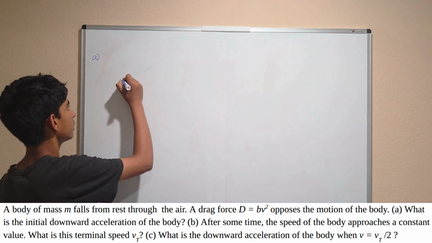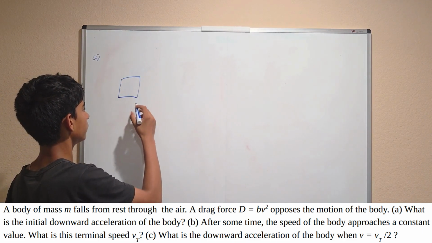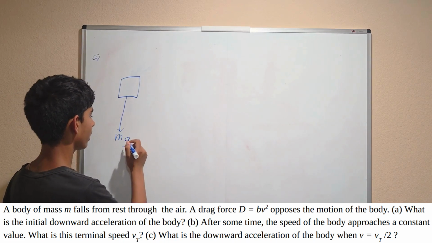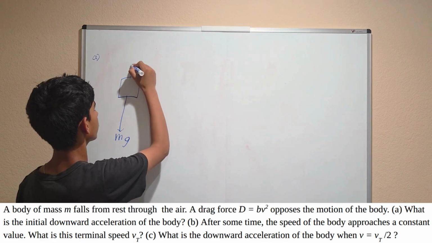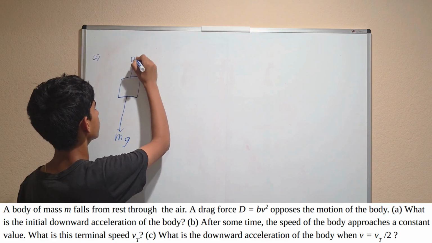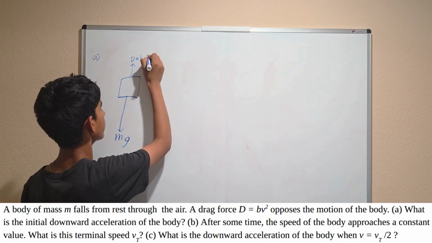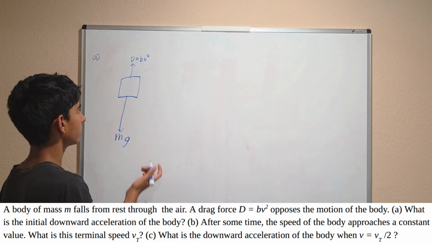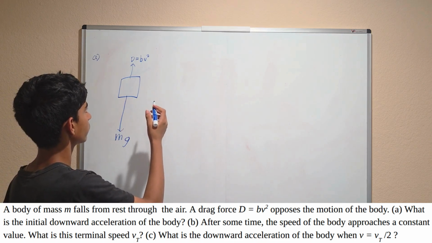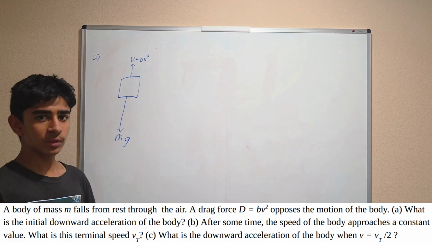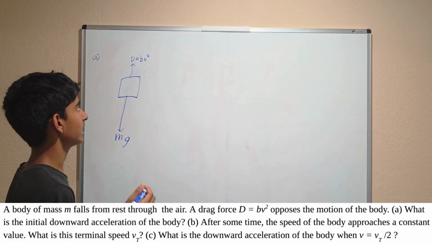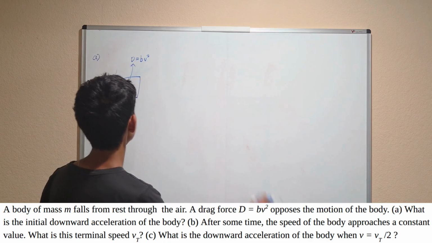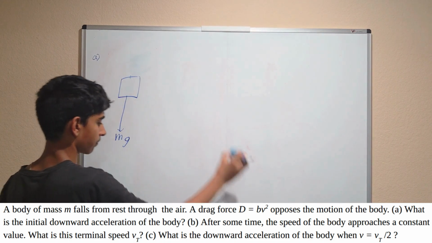So for A, let's draw a free body diagram. We know that there's a downward force due to gravity of mg and an upward force due to drag, which is equal to bv squared. In this case, b is just some constant based on the air and some material properties. Well, the initial velocity is when it's from rest, and when it's at rest, the speed is 0. So there actually is no drag force.